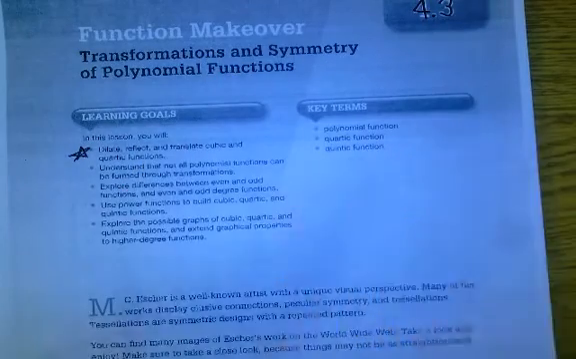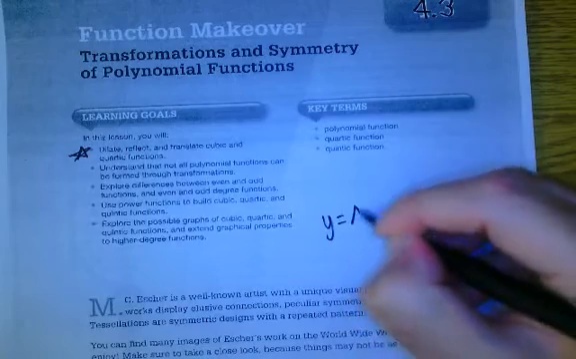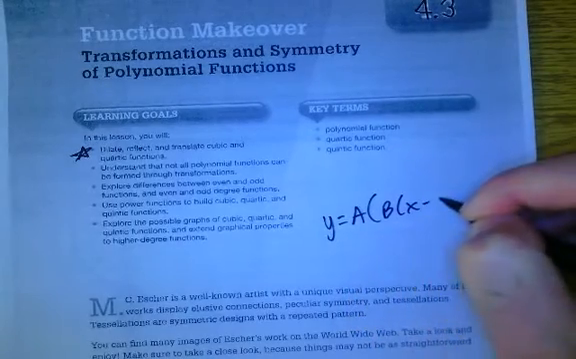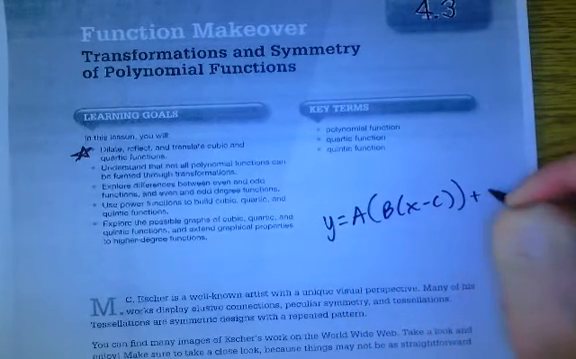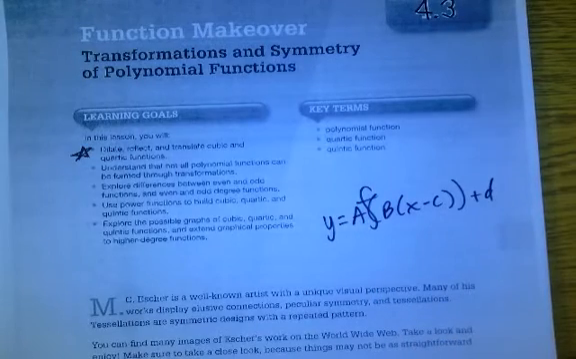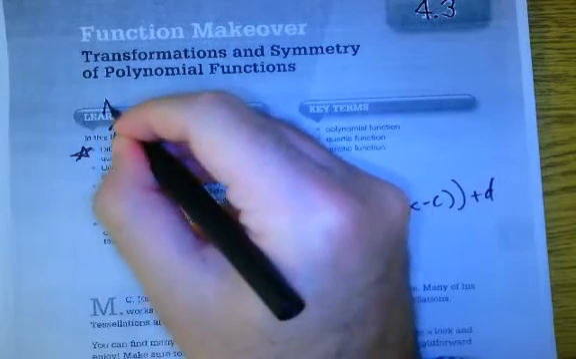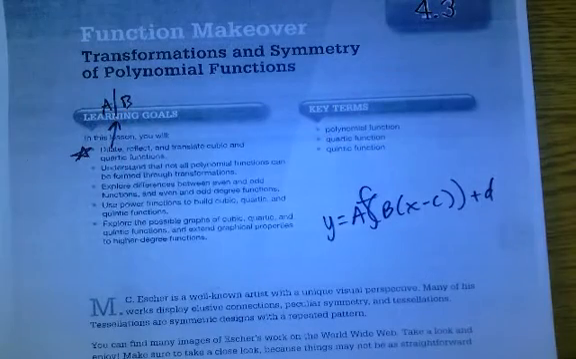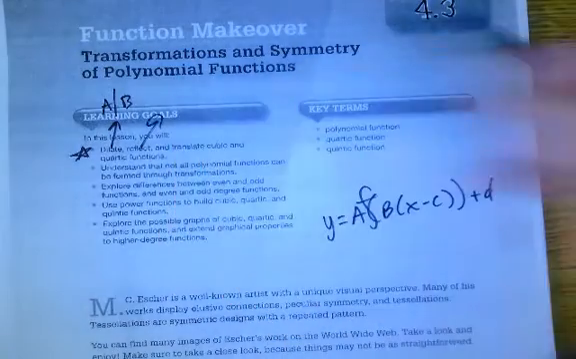Okay, so going to our transformation rules, y equals a, b, x minus c plus d. Put a little f there. Which letter is going to dilate? Or letters? A or B could dilate. Stretch, compress is a dilation. Is that okay? How do you reflect?